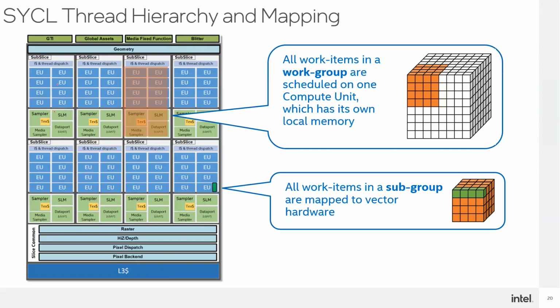Like this, so a work group is matched to a subslice and compute units, and each work group is executed on a compute unit, which again consists of multiple execution units, and each execution unit has 7 threads, for example. And the subgroups are mapped to the vector hardware, right? SIMD units.